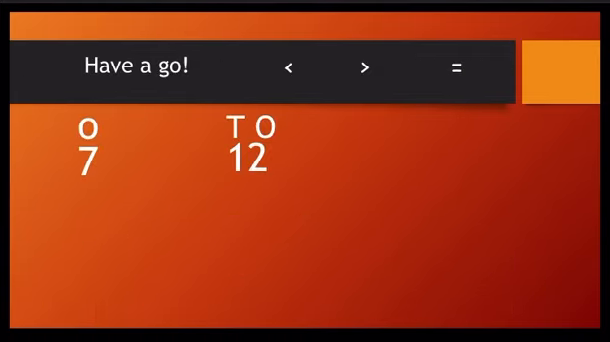Okay, so I want you to have a go now. I want you to look at the two numbers, have a go at reading them. What numbers are they? Which one is bigger? Which is smaller? Or are they the same? And then I would like you to choose the right sign.